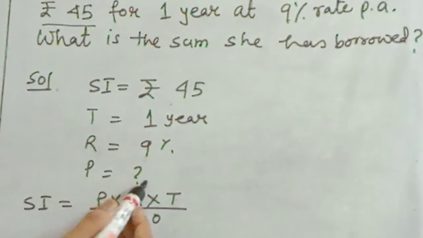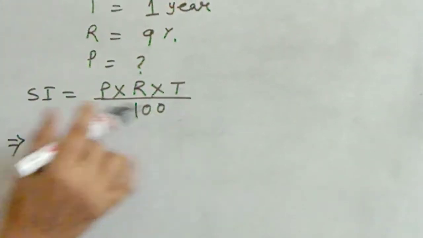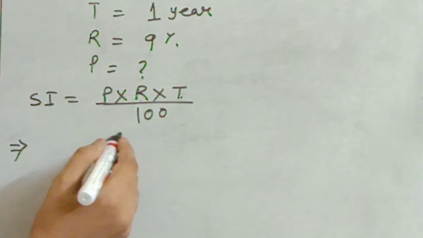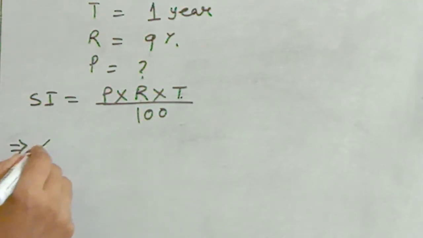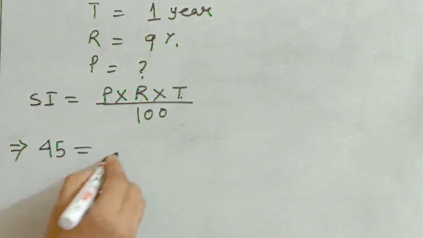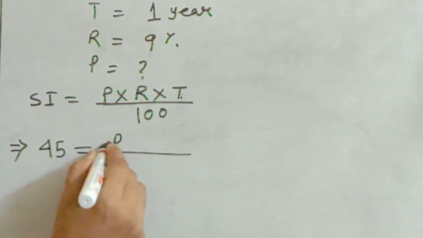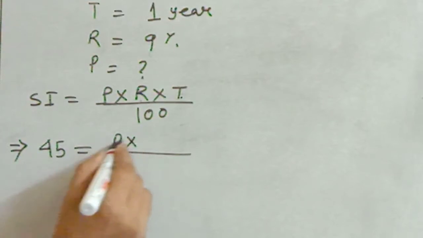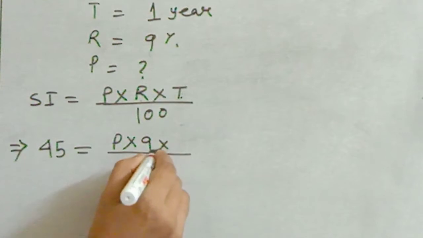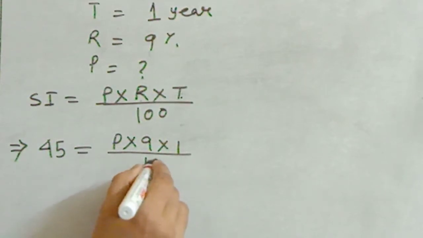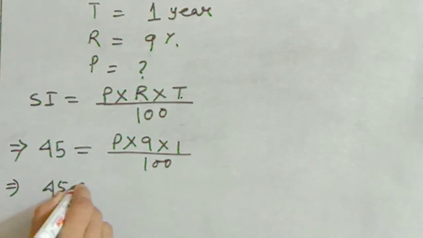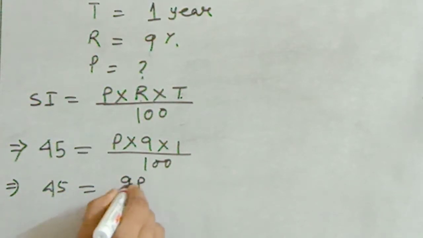So principal is missing. As before, we write the formula SI is equal to principal into rate into time by 100. So SI is rupees 45. In the place of the symbol, I am writing the value. Principal we don't know, so instead of principal we are keeping the place only P. In this place rate is 9%, time 1 year, by 100. So what we are getting here, 45 equal to 9P by 100.